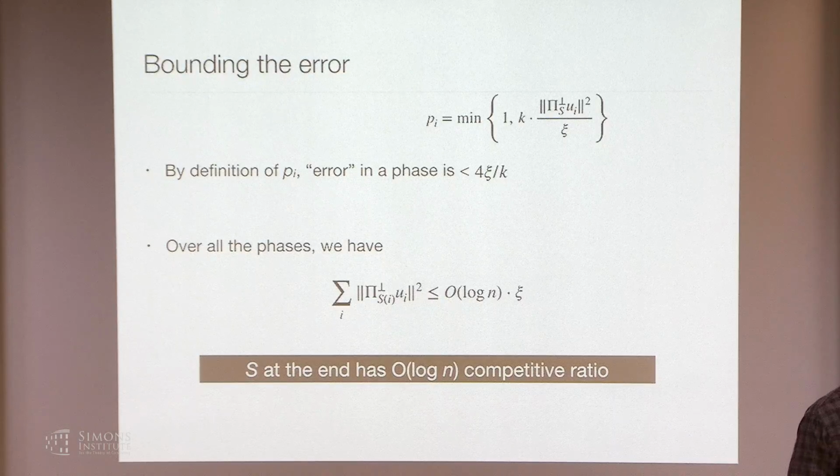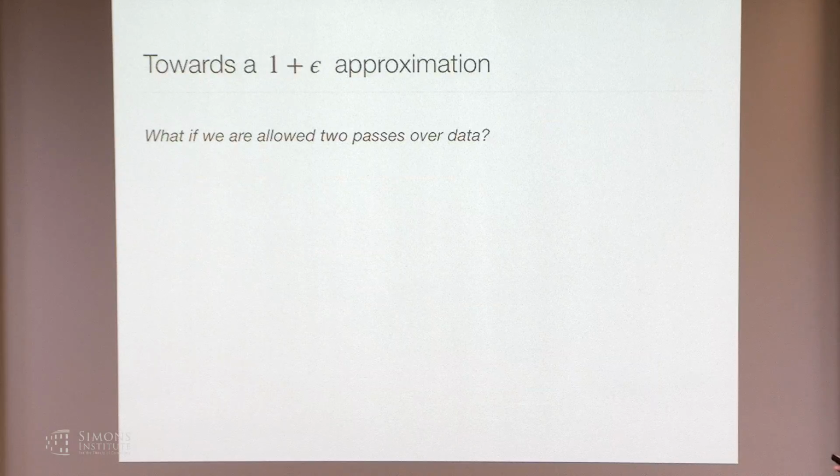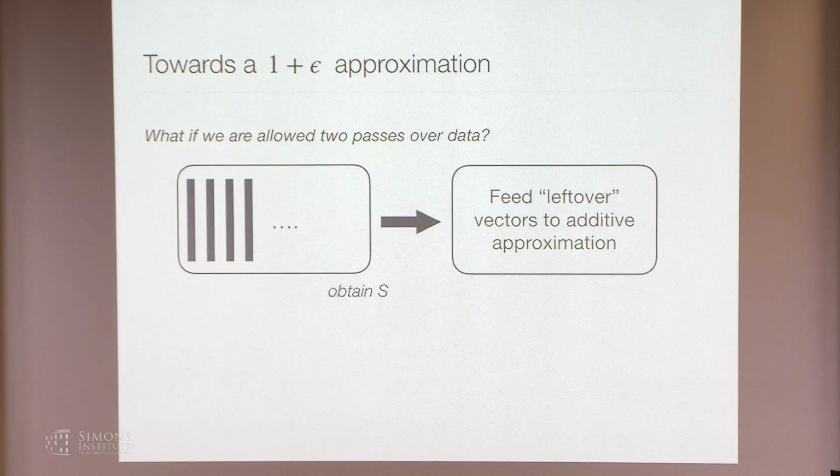Okay, so this is good, but we have a log n factor here, and it's a multiplicative factor. All right. So how do we now get to a 1 plus epsilon factor? The first thing to ask is, what if you're allowed 2 passes over the data? The same data, same order, you get 2 passes. Now it's somewhat easy to see. You can use our algorithm to obtain the space S.